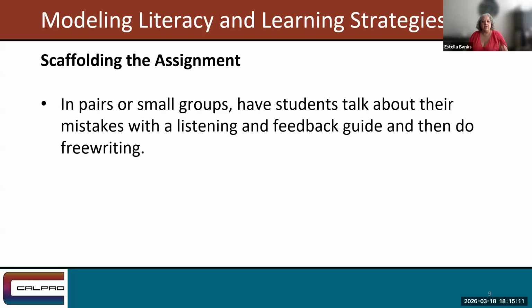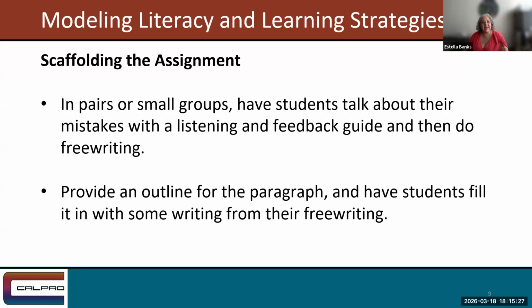All right, so in pairs or small groups, you could have your students talk about their mistakes, for example, with a listening and feedback guide, and then do some free writing, or provide an outline for the paragraph and have students fill in some of their writing from their free writing.